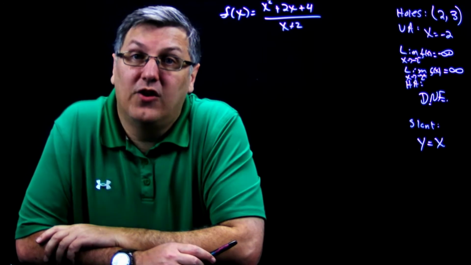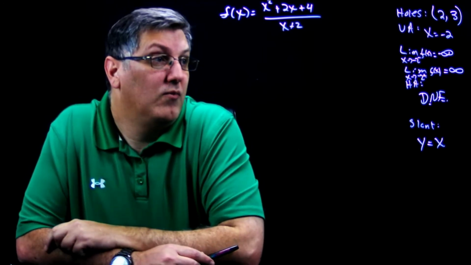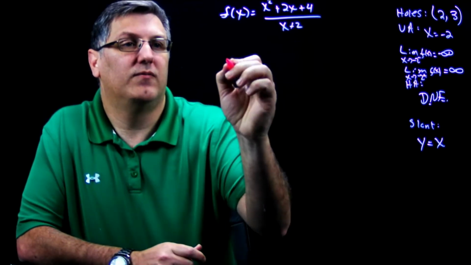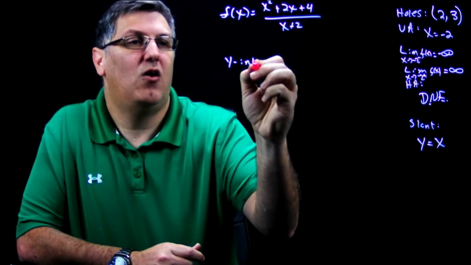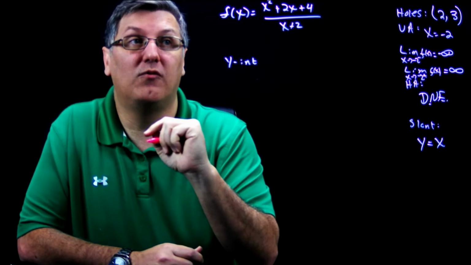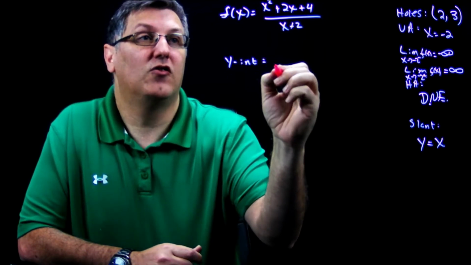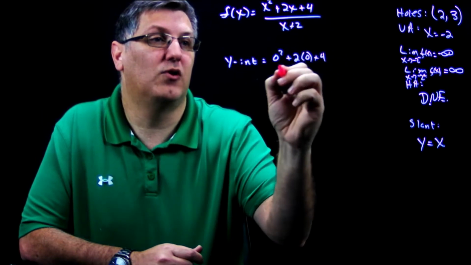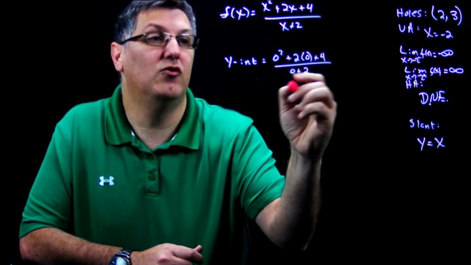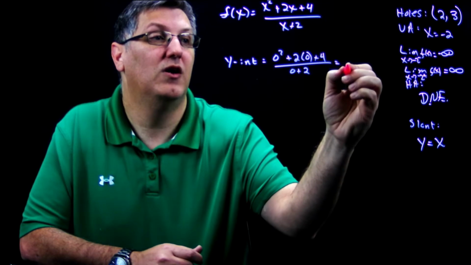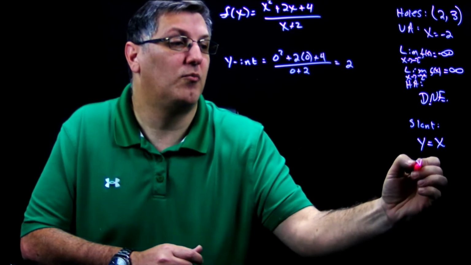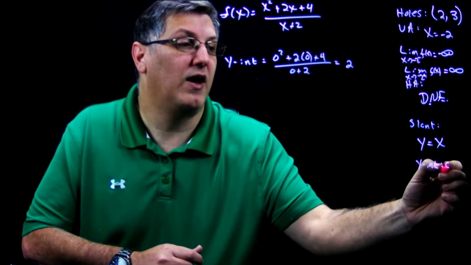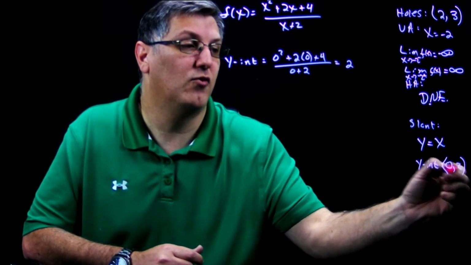So, if you remember from graphing polynomials, to find my y-intercept, all I do is plug 0 in for all of my x's. So I would have 0 squared plus 2 times 0 plus 4 over 0 plus 2, which gives me 4 divided by 2. This gives me 2. The y-intercept is going to be, when I had a 0 for an x, I have 2 for a y.